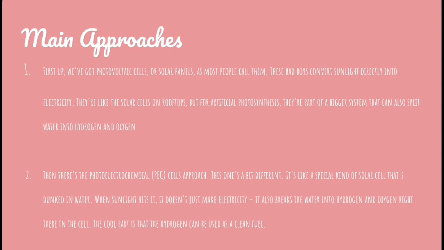Then there's the photoelectrochemical, PEC for short, cells approach. This one's a bit different. It's like a special kind of solar cell that's dunked in water. When sunlight hits it, it doesn't just make electricity, it also breaks the water into hydrogen and oxygen right there in the cell. The cool part is that the hydrogen can be used as a clean fuel.